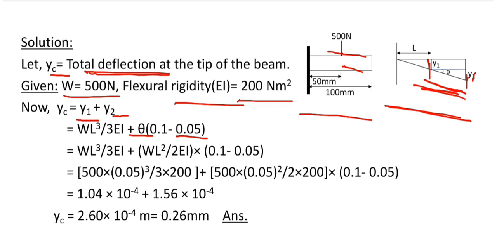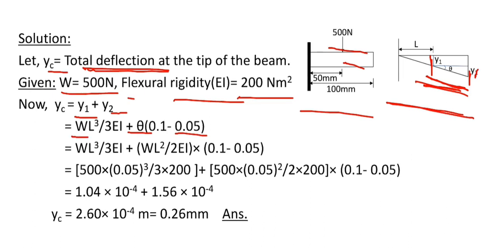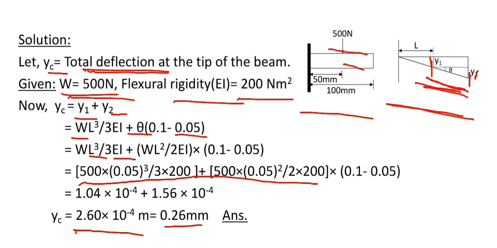Here the value of omega, that is the load 500 Newton, is known, the product EI is known, and the length is also known. So after putting all these known values here, we will get the deflection at the tip of the beam, which is equal to 2.60 into 10 to the power minus 4 meter, and in mm it is equal to 0.26 mm, which is our final answer.